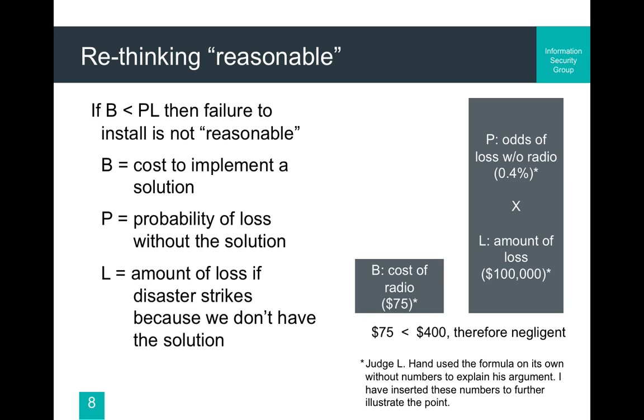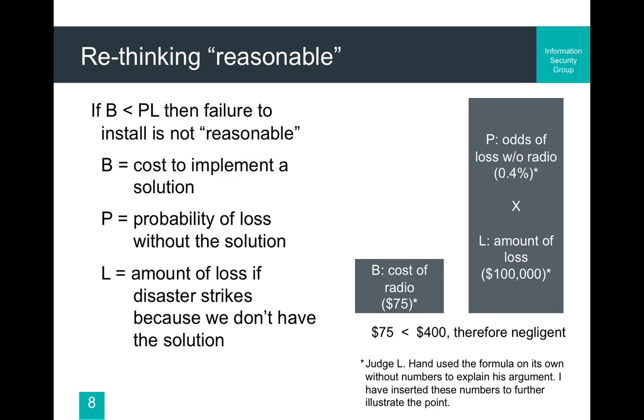Now once you do the calculation, you discover that $75, the cost of the solution, is certainly less than the risk-weighted cost of a disaster. We have a 1 in 250 chance of a loss of $100,000, a 0.4% chance of a loss of $100,000, which comes up to $400. You can see here that B is less than PL, making it absolutely clear that the failure to install a radio is negligence.